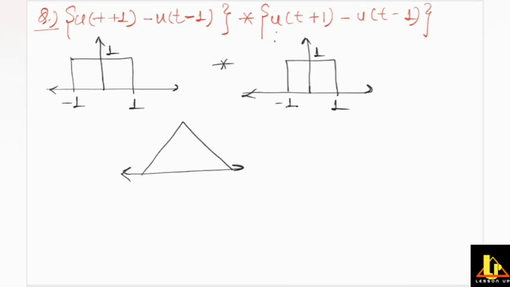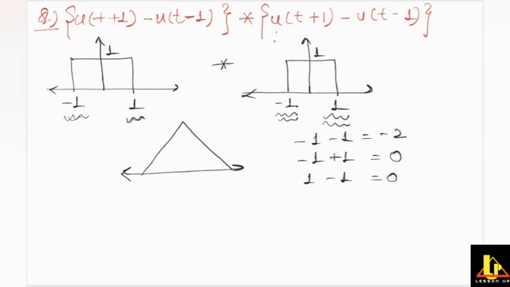Like this also you can recognize it if you find the limits, that is minus 1 minus 1, that is minus 2, minus 1 plus 1 is equal to 0, 1 minus 1 is equal to 0, and 1 plus 1 is equal to 2. So you are getting from minus 2 to 2, minus 2 to 2, and this will be 0.